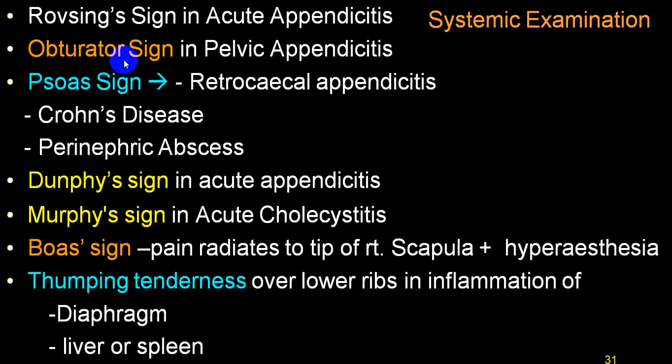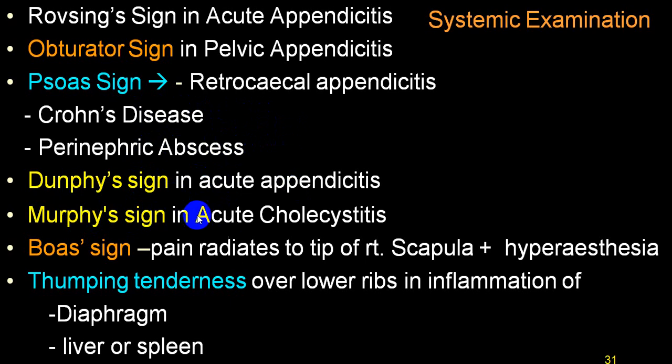Because while eliciting this, you are moving the portion which will stimulate the pelvic appendix, and in a psoas sign, you are going to detect retrocecal because that will stimulate the retrocecal appendix. Also, in Crohn's disease and perinephric abscess, the psoas sign may be positive. There is one more sign called Dunphy's sign in acute appendicitis.